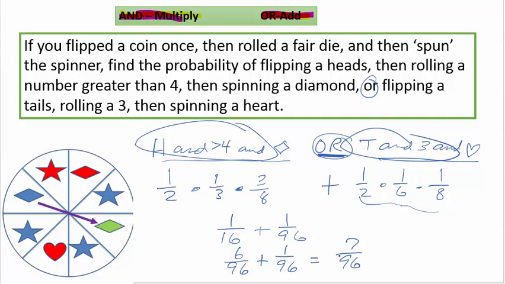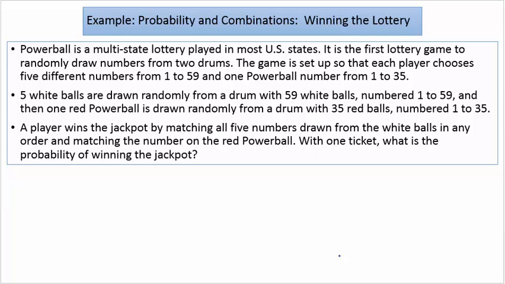So you have a 7 out of 96 probability of either the first set of things happening or the second set of things happening. Okay, this looks like a long problem, but it's not that difficult, so keep your concentration up and listen carefully.